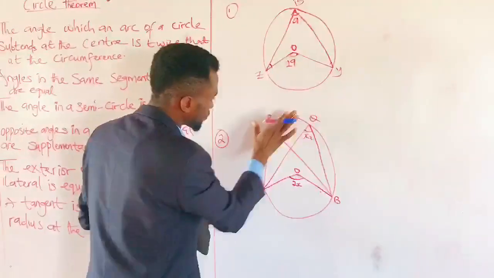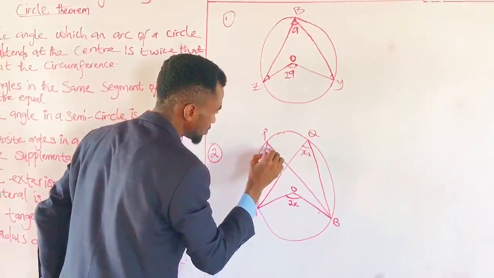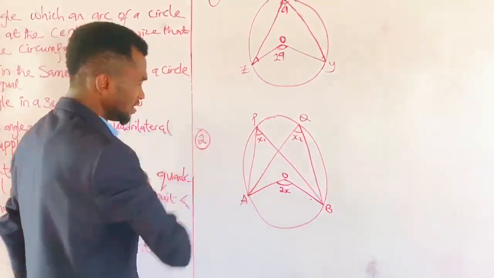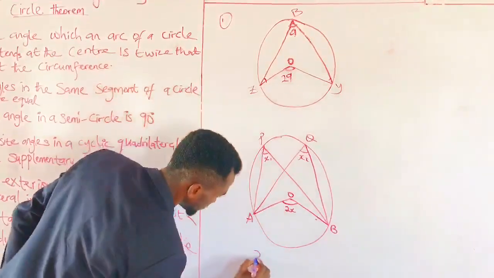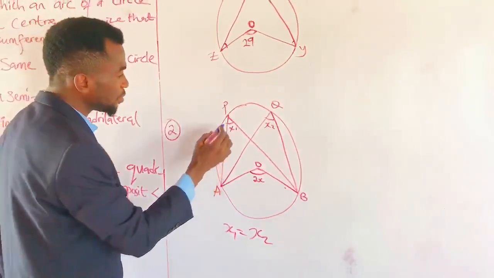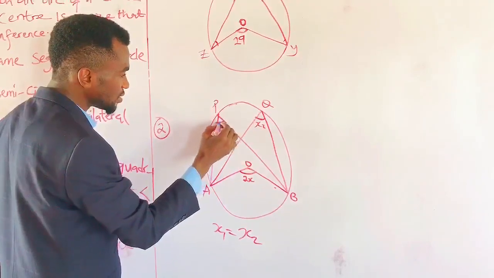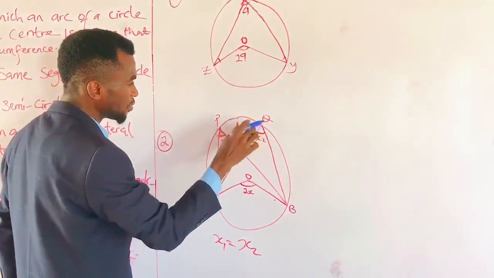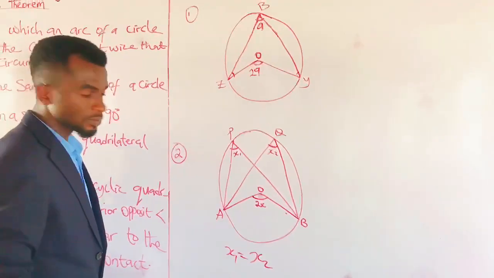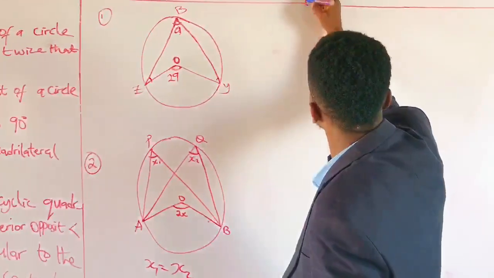Now, if you look at this shape critically, this is the angle in the same segment. This x1 and x2 are both angles in the same segment. This theory states that x1 is equal to x2. Why? Because they are both angles in the same segment. This is segment 1, this is segment 2. Because they are both angles in the same segment of this cycle, it means that they are equal. Alright. Now, let's go to, can we prove this?